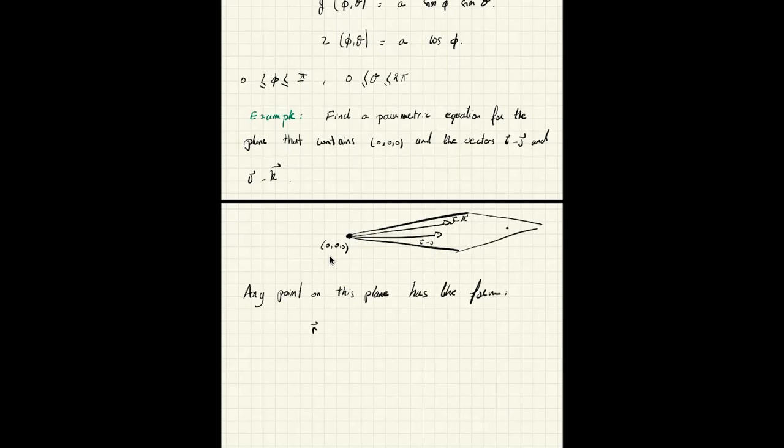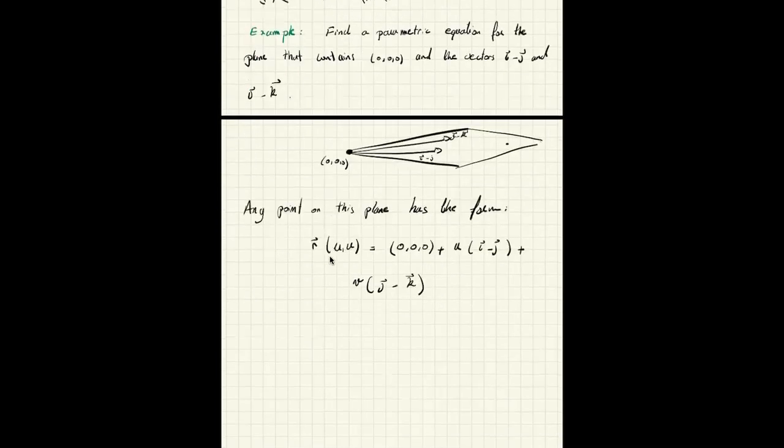r(u,v): you take the point 0, 0, 0, and then you go along the direction of i minus j, and then you go somewhere along the direction of the other vector. This is from linear algebra, so you must know that. This is always the case. If I have two vectors and one point, this is the equation of the plane. And then you just add everything.